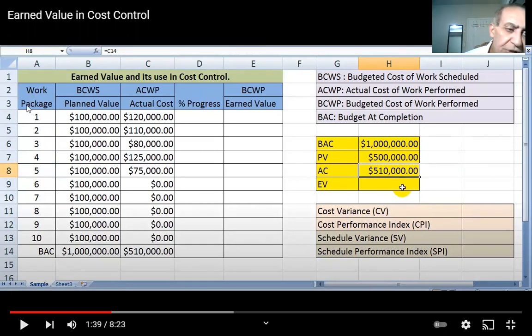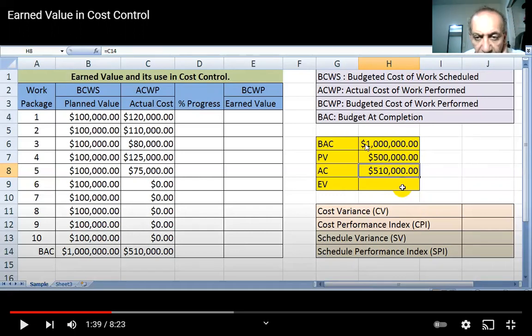The project will be done within 10 months, or 10 phases. Each phase, or each month, will cost $100,000. If we come to the middle of the project, which is month 5, we're supposed to be spending already 100,000 plus 100 plus 100 plus 100 plus 100. So all those will come to $500,000, which is the PV.